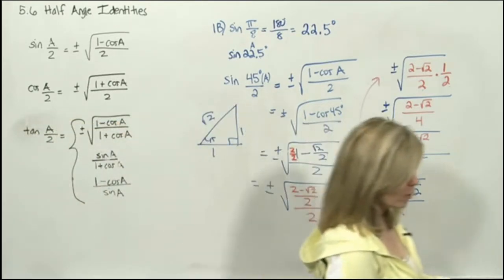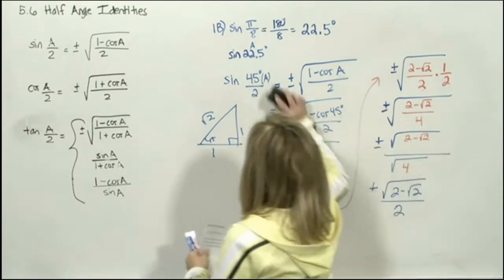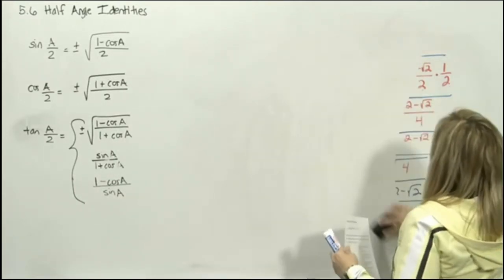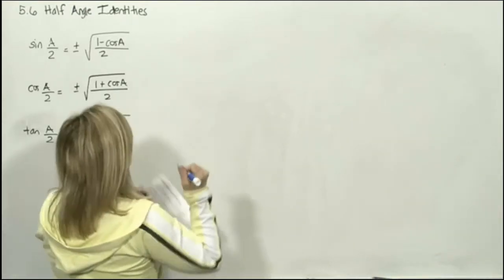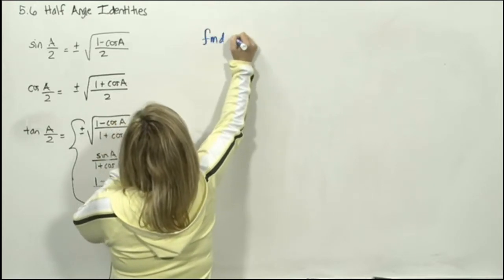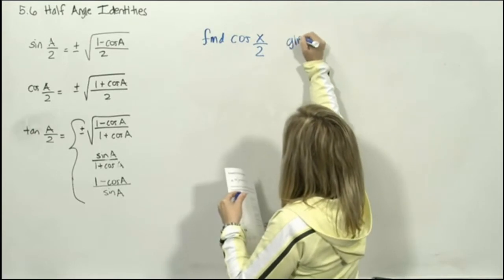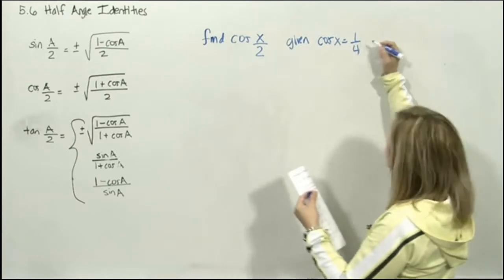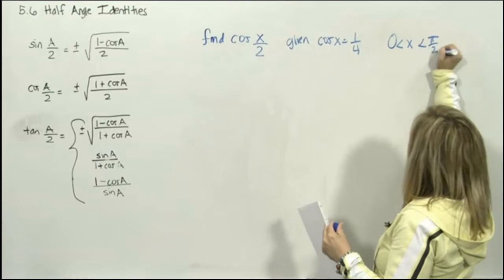All right, let's try one more example in the notes. Let's go to 2a. Okay, example 2a says, find the following. Find cosine x over 2 given cosine x equals 1/4 and 0 less than x less than pi over 2.